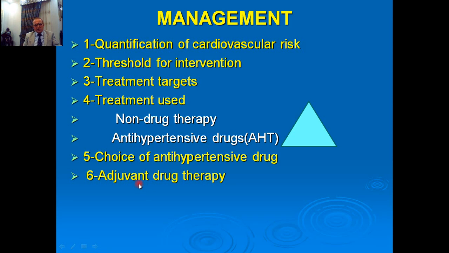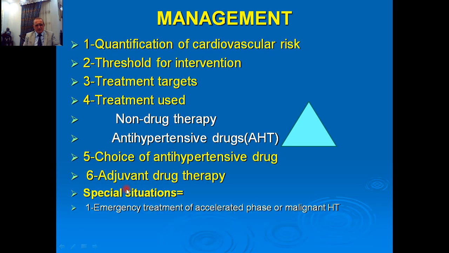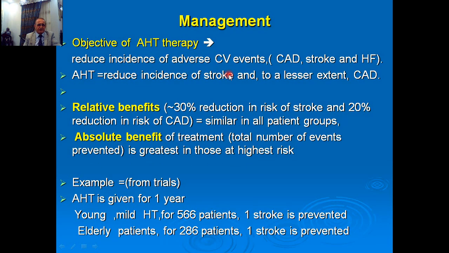Then the issue of additional drug, aspirin and antilipid, and I will discuss that. And lastly, there are special situations, emergency treatment of accelerated hypertension and refractory hypertension. Now I will come one by one for all these steps. Let us start with step number 1, and that is quantification of risk factors.